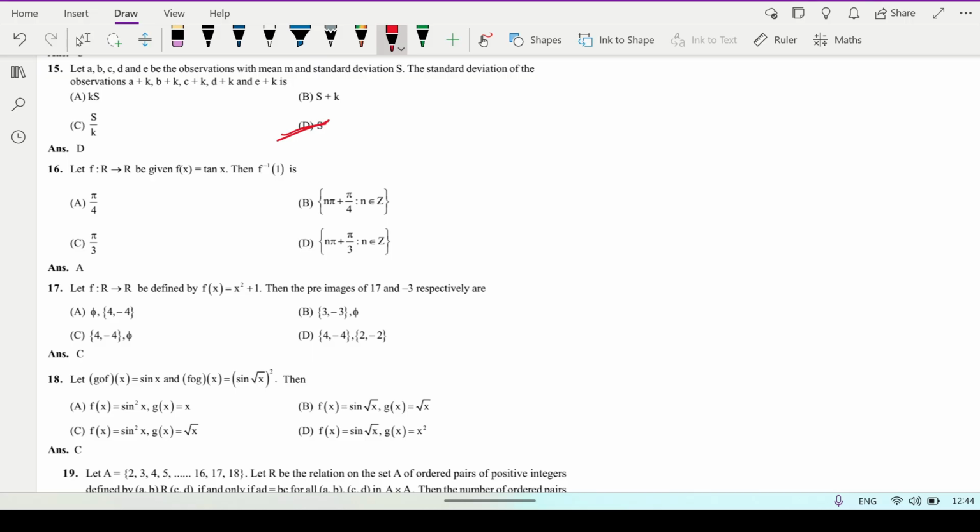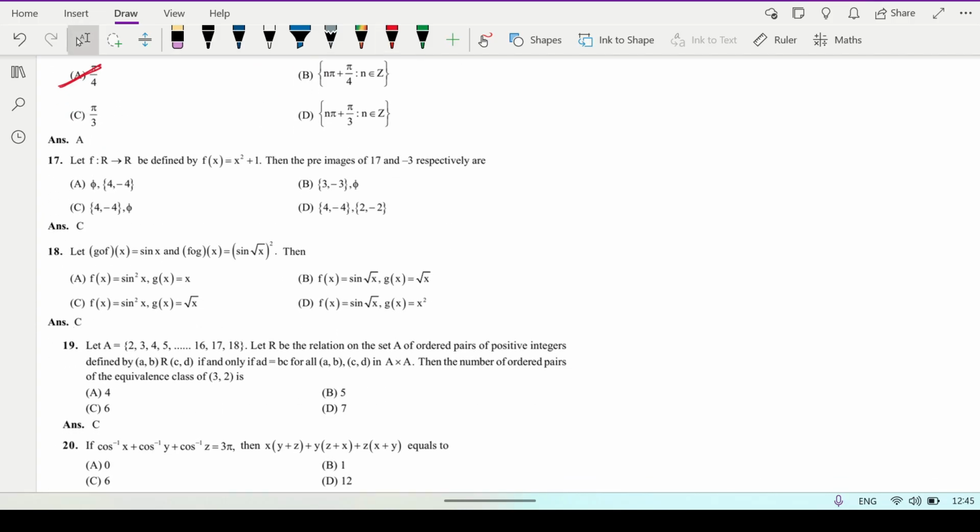Let f from R to R be given by f of x equal to tan x, then f inverse of 1 is. To define the inverse of a function, we know that the function must be both one-one and onto. Every element must have an image and it must have a unique image, as well as every element in the codomain must have a pre-image in the domain, right? So one-one and onto conditions are satisfied, which means f inverse of 1 will have only one pre-image. Therefore, the answer is pi by 4, because we know that tan pi by 4 value is 1. Therefore, answer is pi by 4.